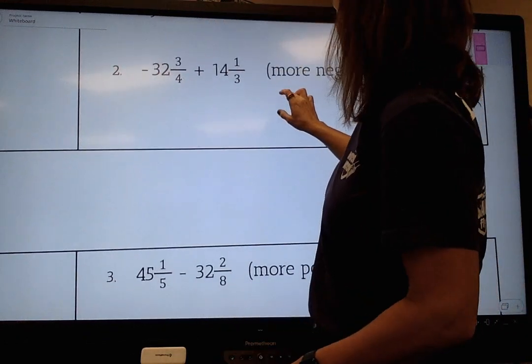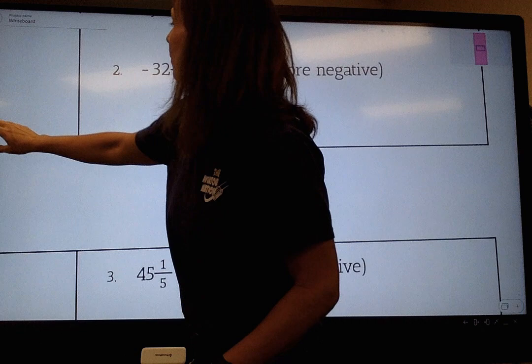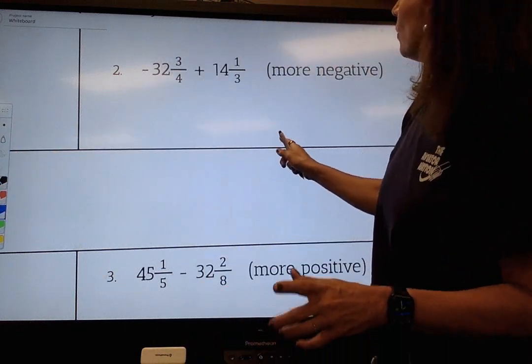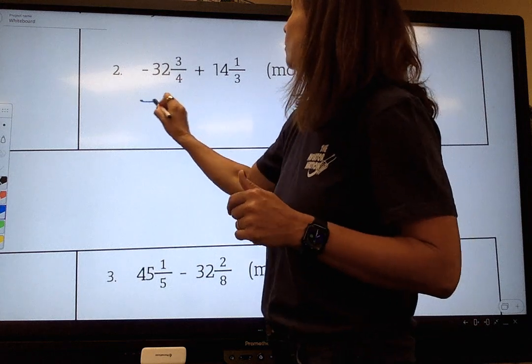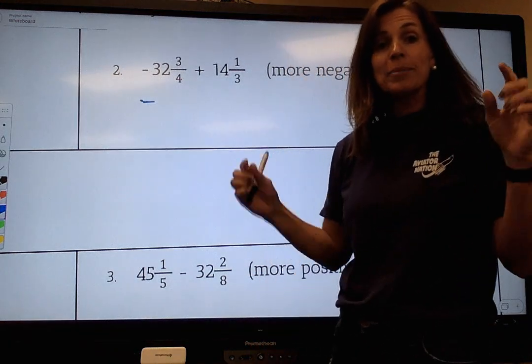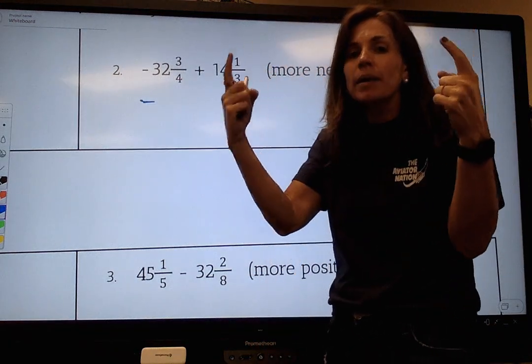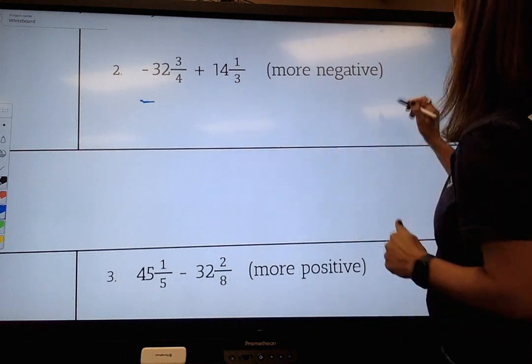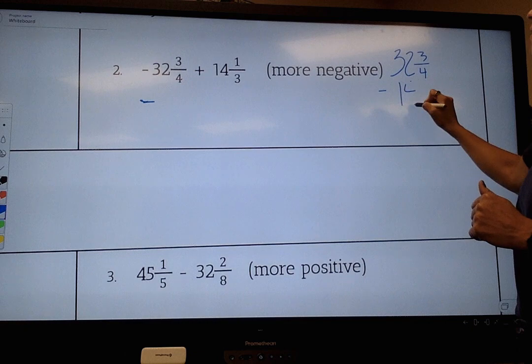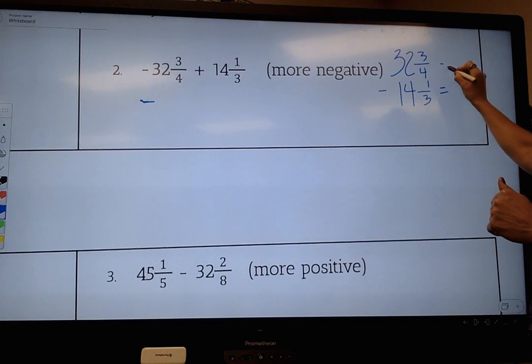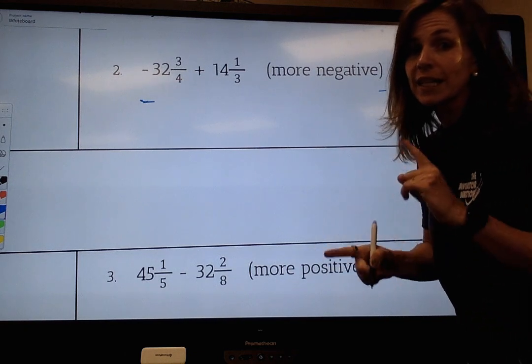All right, so here we go. I know that I've got more negatives. So again, I'm going to keep the sign that's greater, more negatives. And now I'm taking the big number, always the big number minus the small number. I already know that it's negative. So 32 and 3/4 minus 14 and 1/3. The signs are different, so you take the difference.